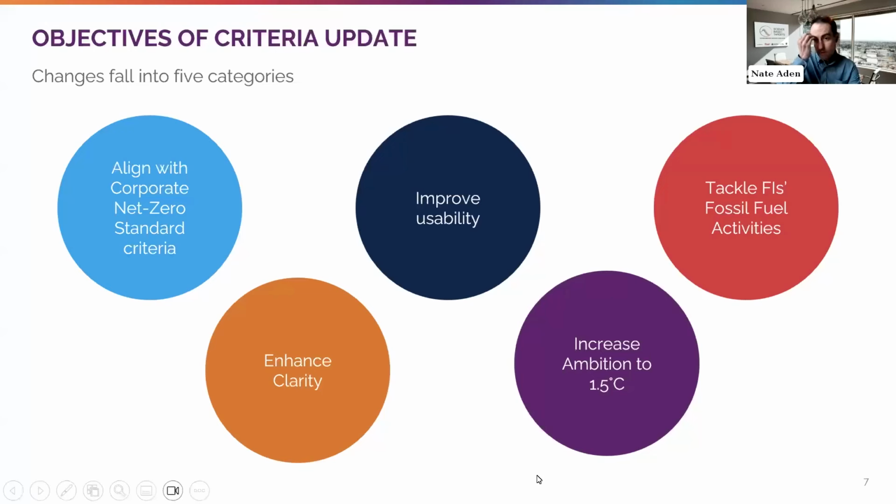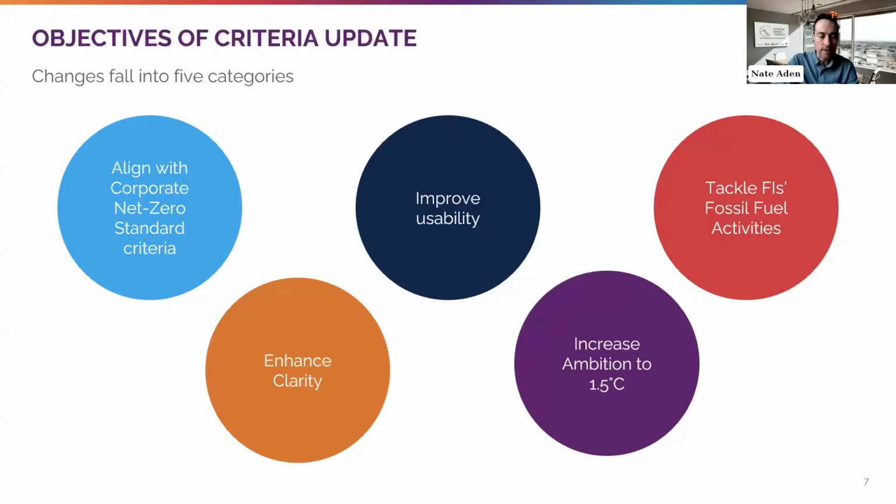And these are 5 of the imperatives that we've addressed with the update. So in 2021, the Science Based Targets Initiative published a corporate net zero standard. And so this update aligns with the corporate net zero standard in terms of the scope 1 and 2 and scope 3, category 1 through 14 components. The second is enhancing clarity.